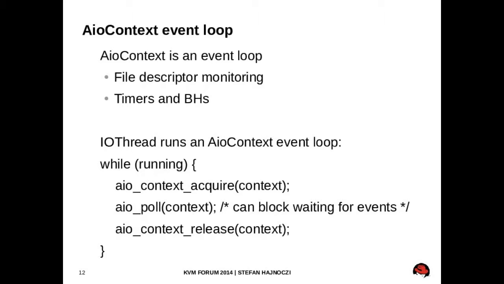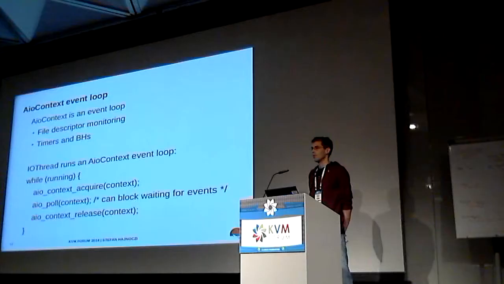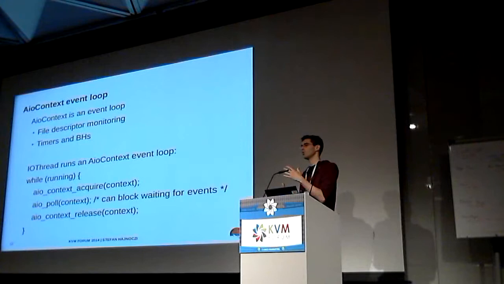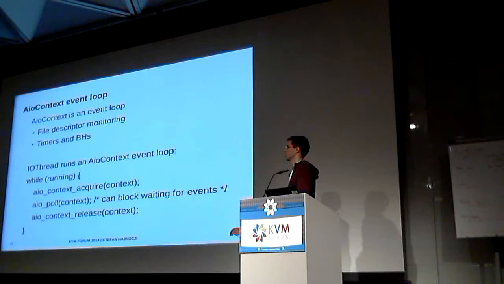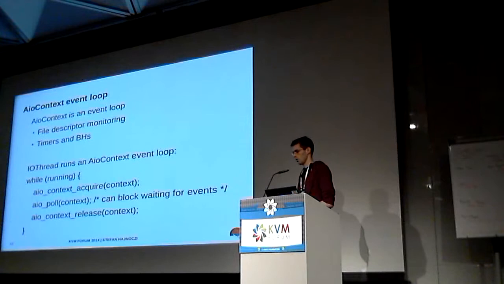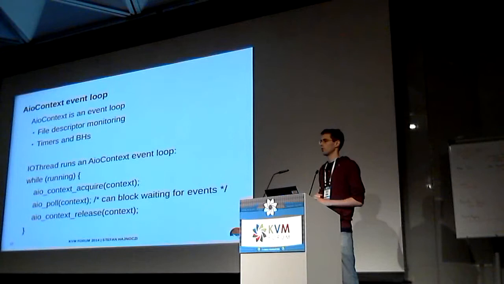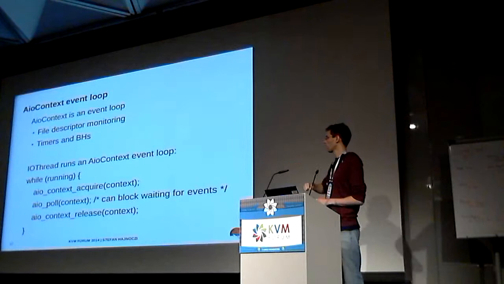All right, so how does this work? Well, the main changes we had to make is we had to take the AIO context event loop that QEMU already had. It was using this for block devices. So when you had a disk image, the file descriptors used for that disk image, any timers or bottom halves, which are basically deferred calls, they lived in the AIO context. And we use this AIO context now in order to implement dataplane. And the way it works is that the IO thread just grabs this event loop, it acquires the context, and it tells it to wait for events and to dispatch them. That's the AIO poll call. So you just have this loop, and you just have the IO thread sitting there.